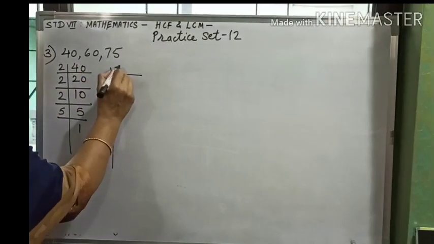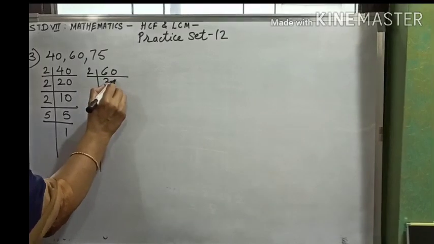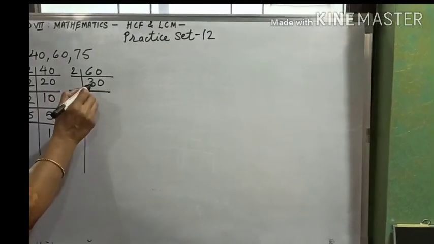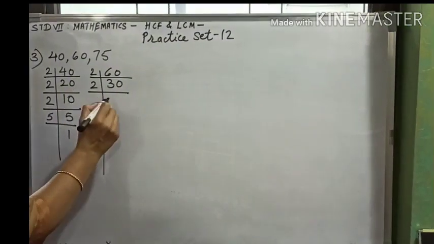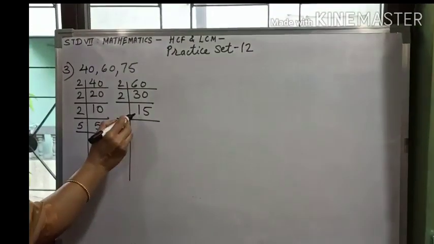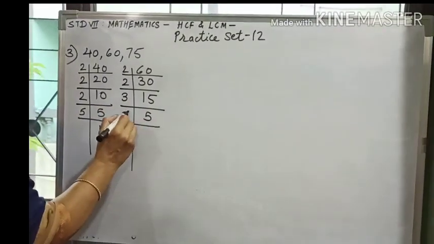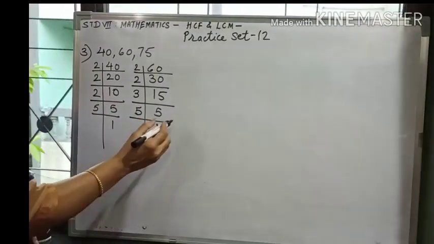Find the factors of 60. It is divisible by 2. Here we get 30. 30 is divisible by 2. So 2 multiplied by 15 is 30. Now 15, it is divisible by 3. 3 5s are 15, 5 is a prime number, 5 1s are 5.